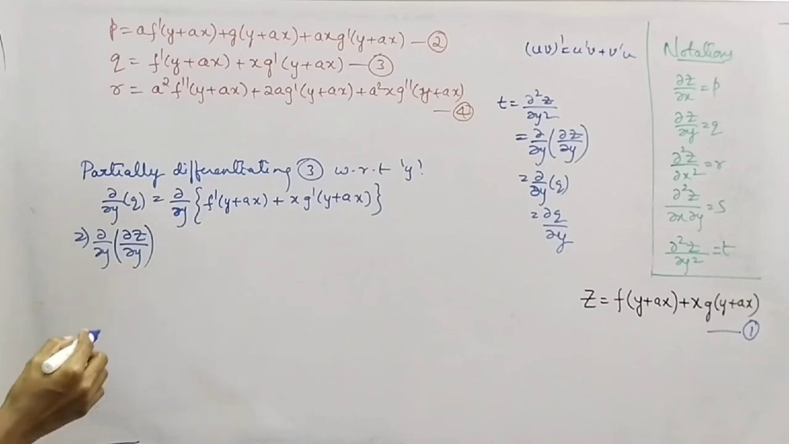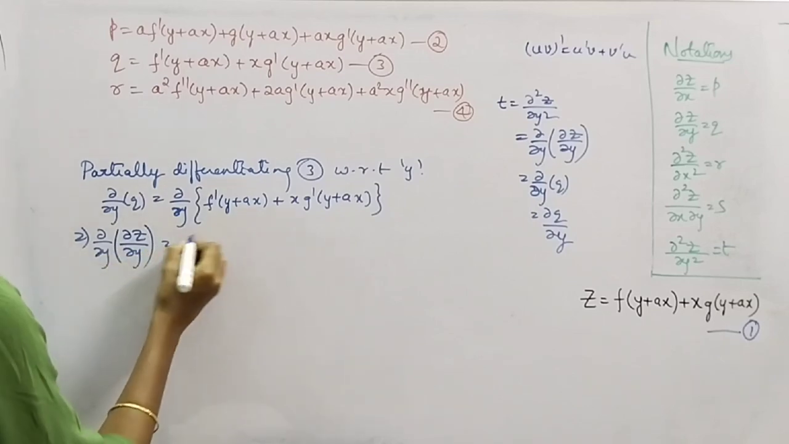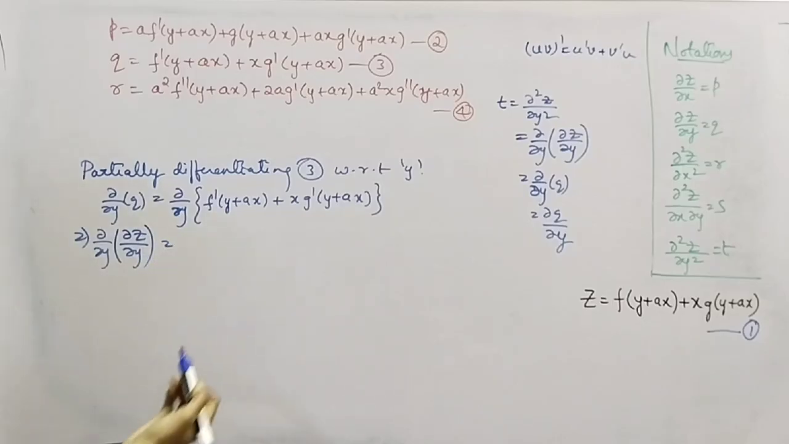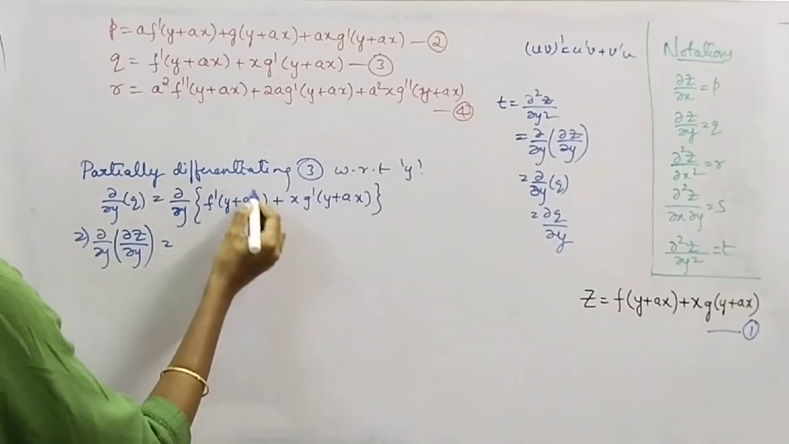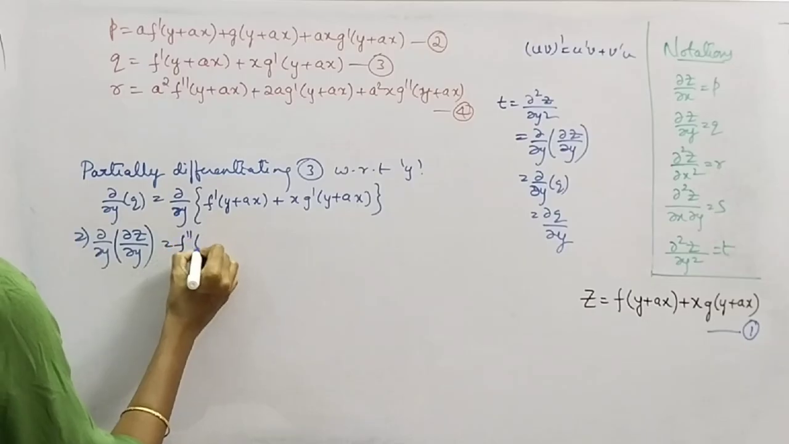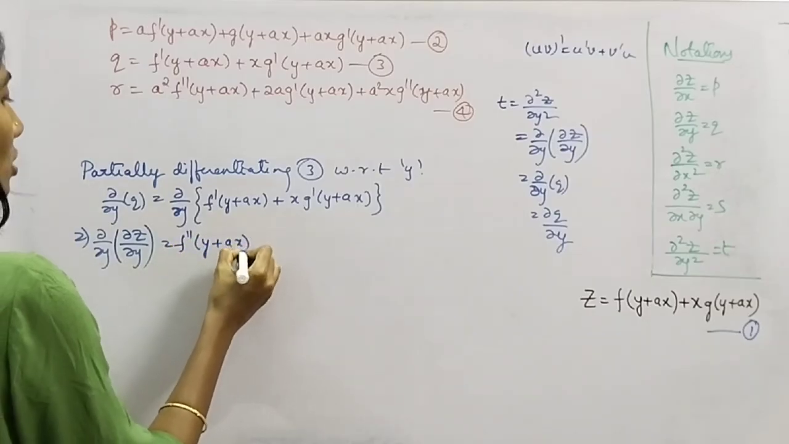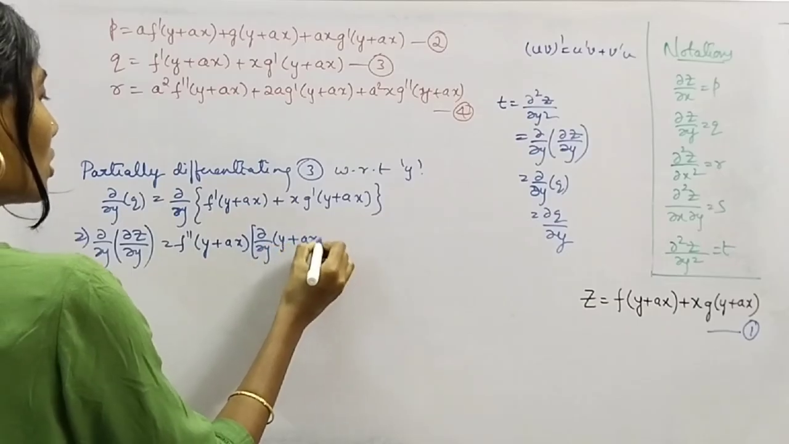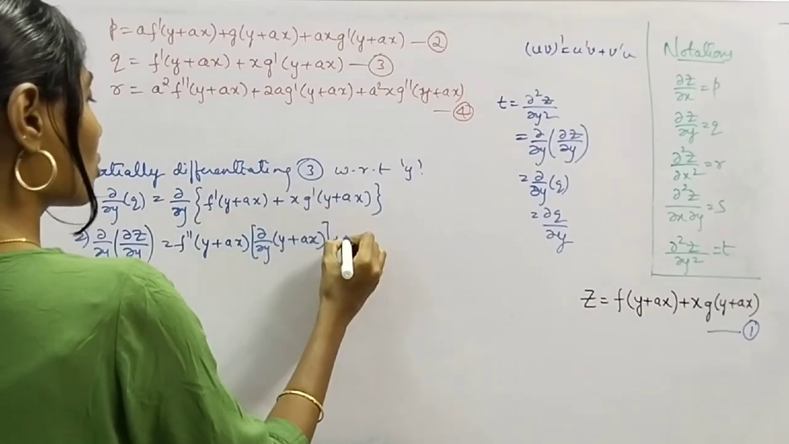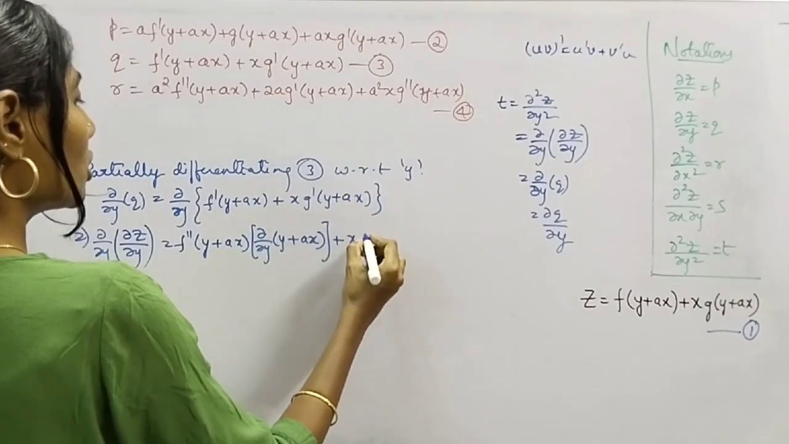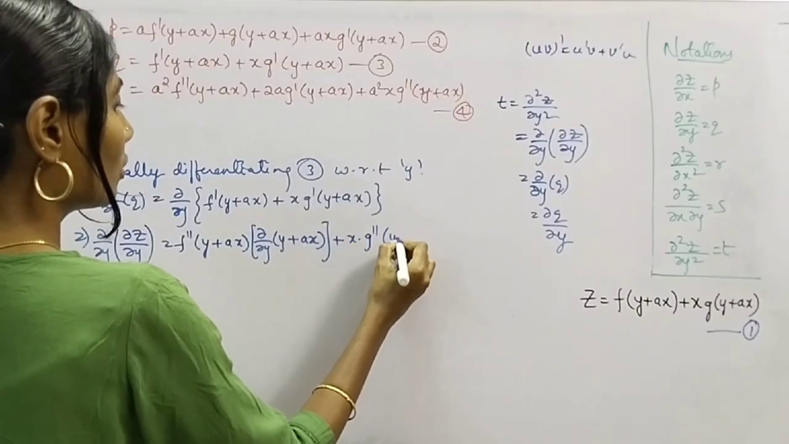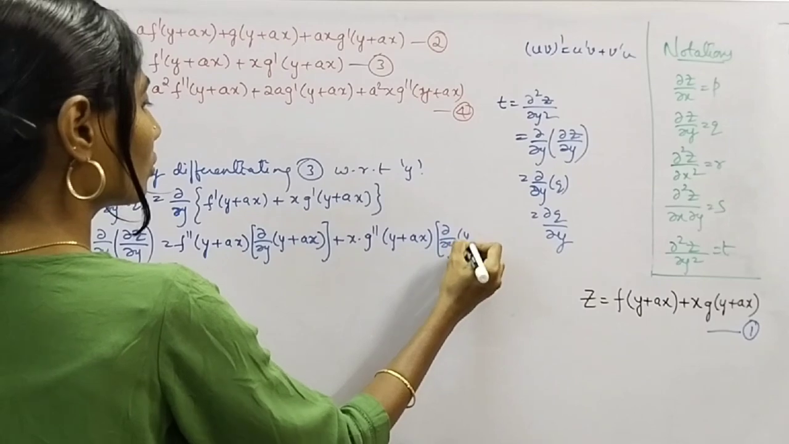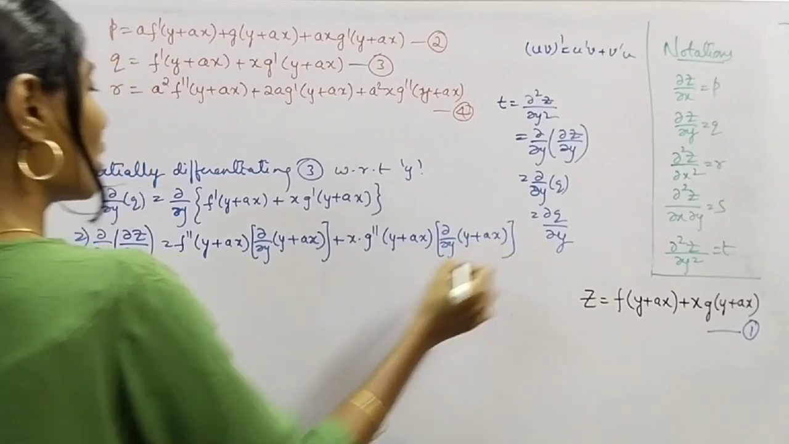I'll just replace q by dou z by dou y equal to partial derivative. Here we are partially differentiating with respect to y, so we'll treat x as constant. And the partial derivative of f dash is f double dash of y plus ax into the inner derivative dou by dou y of y plus ax, plus x constant into the partial derivative of g dash, which is g double dash of y plus ax into the inner derivative dou by dou y of y plus ax.